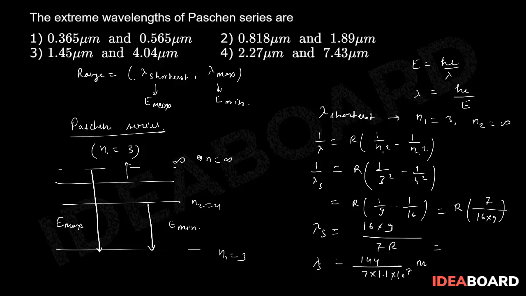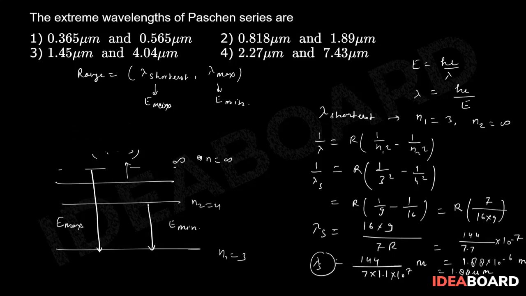So 144 divided by 7.7 into 10 to the power 7, or it can be written as 1.8888 into 10 to the power minus 6, which is 1.88 micrometer, if this is in meter. So we got the value of lambda s. Now our task is to calculate the value of lambda max, right, for the upper range.